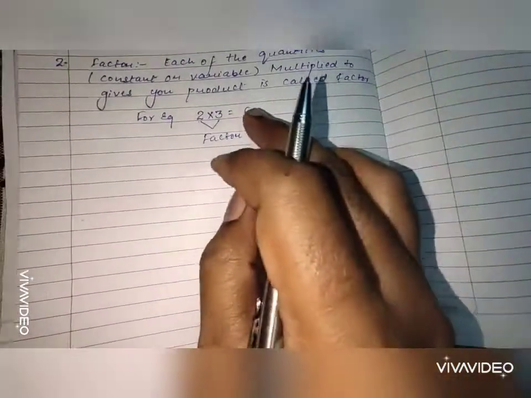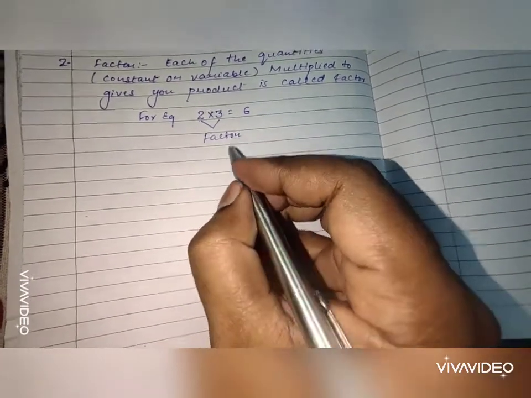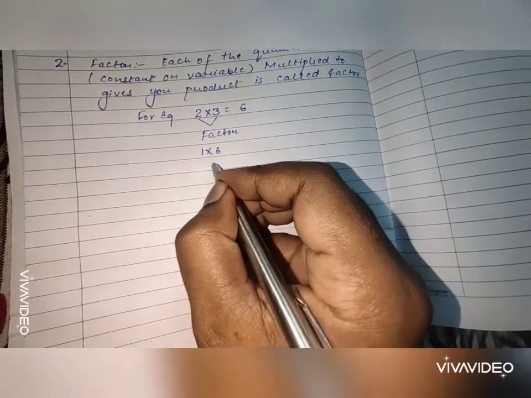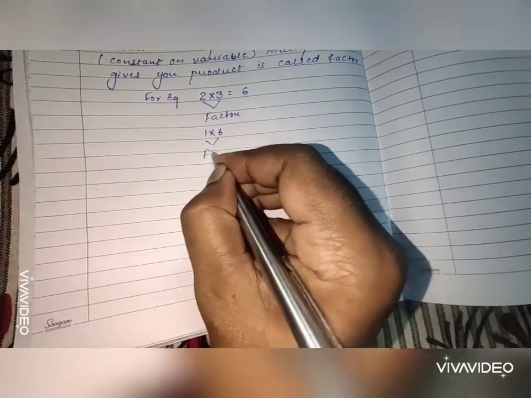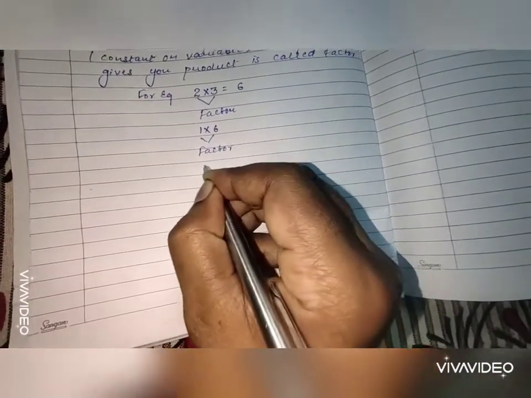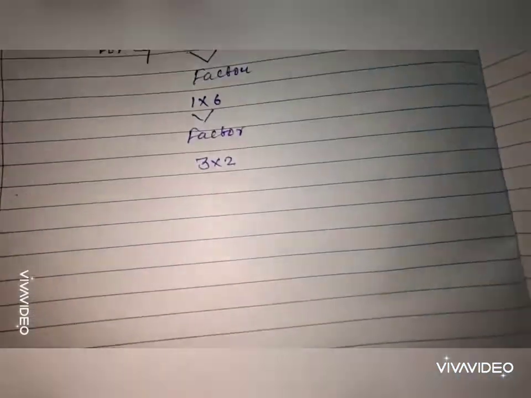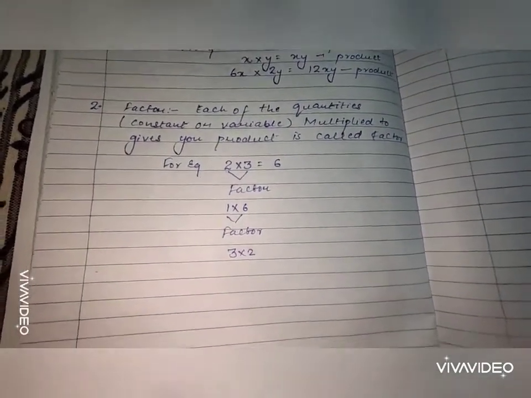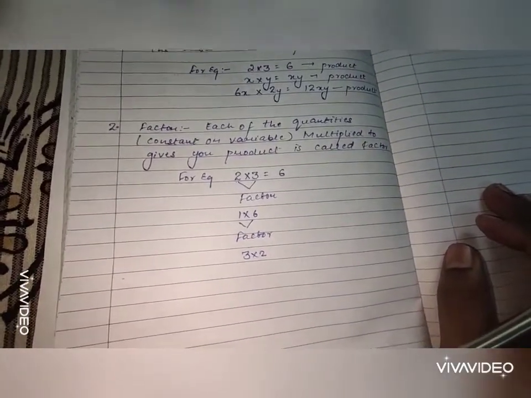Clear? Now only 2 and 3 are not the only factors of 6. It can either be 1 multiplied with 6, clear, or 3 multiplied with 2, the reverse of it. Okay. So again, see clearly. I hope you have understood what is product and what is factor.